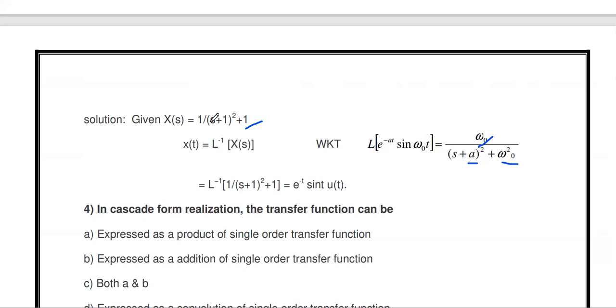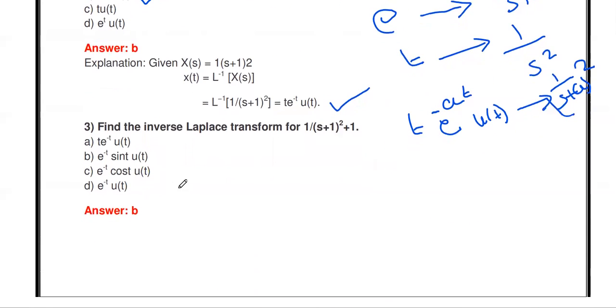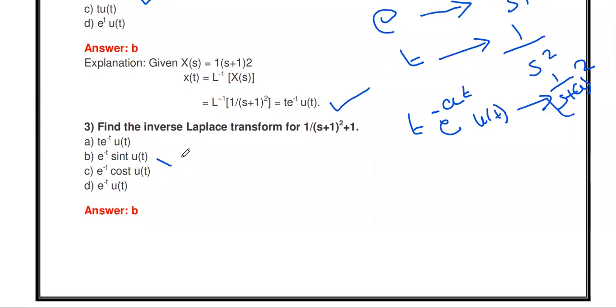This is the Laplace transform of which signal? e power minus at sine omega naught t, when a equal to 1 and omega naught equal to 1. So that's why the answer is e power minus t sine t u of t, since omega naught value is 1. So this 1 by s plus 1 the whole square plus 1 is the Laplace transform of e power minus t sine t u of t. So you check, the answer is e power minus t sine t u of t. So this B is the answer.